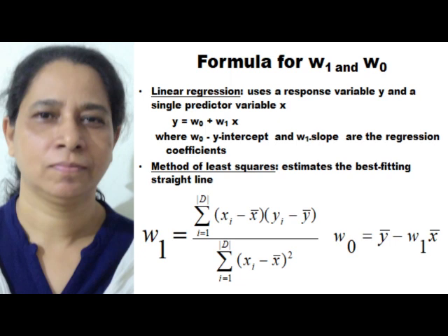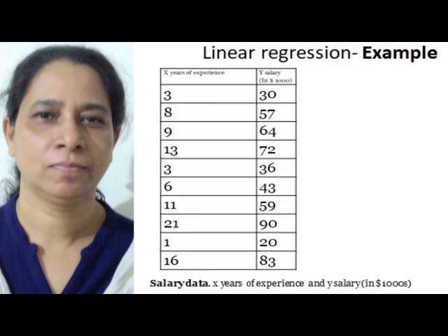w0 = y bar - w1 x bar, where x bar is the mean value of x1, x2, etc. up to xd, and y bar is the mean value of y1, y2, etc. up to yd. The coefficients w0 and w1 often provide good approximation to form the equation of the line. Now we will see an example problem. We can use straight line regression or linear regression using the method of least squares to solve this problem.